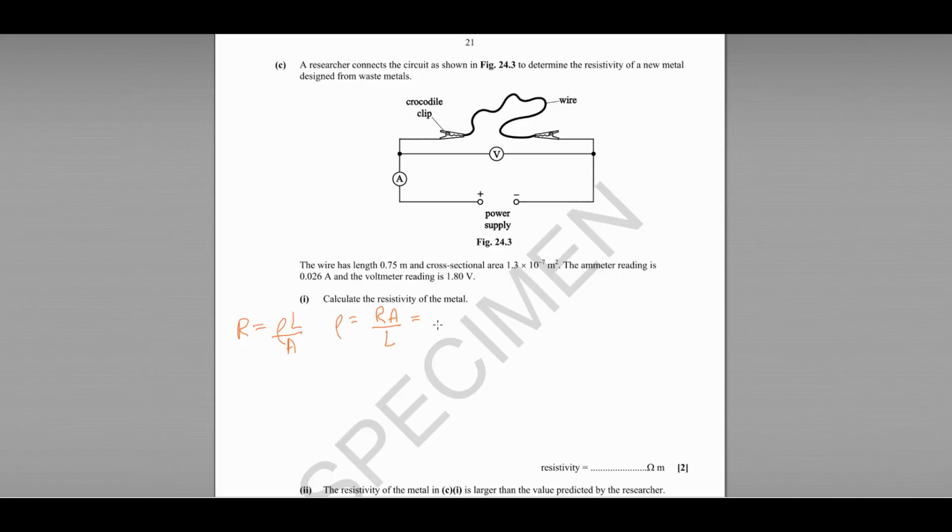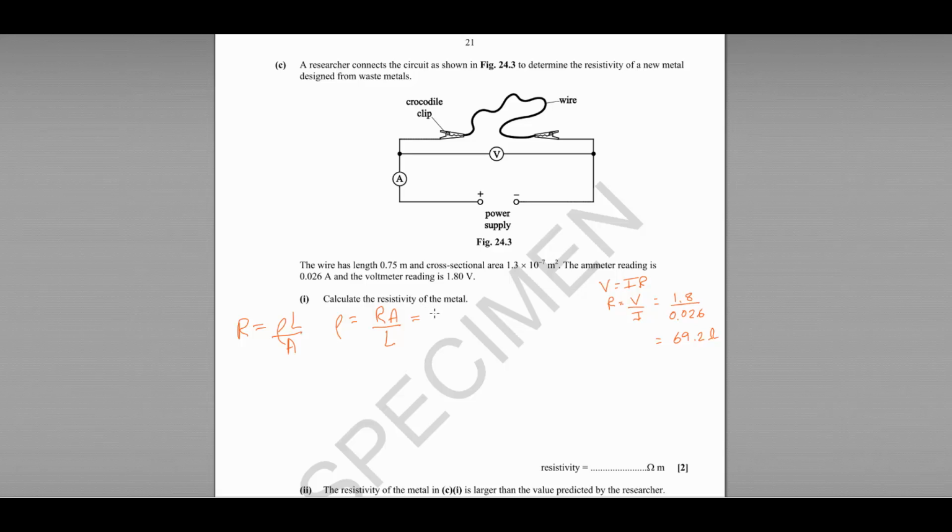So the resistance we don't know yet, so we need to use V equals IR, or R equals V over I. The voltage is 1.8. The current is 0.026, giving us a resistance of 69.2 ohms.